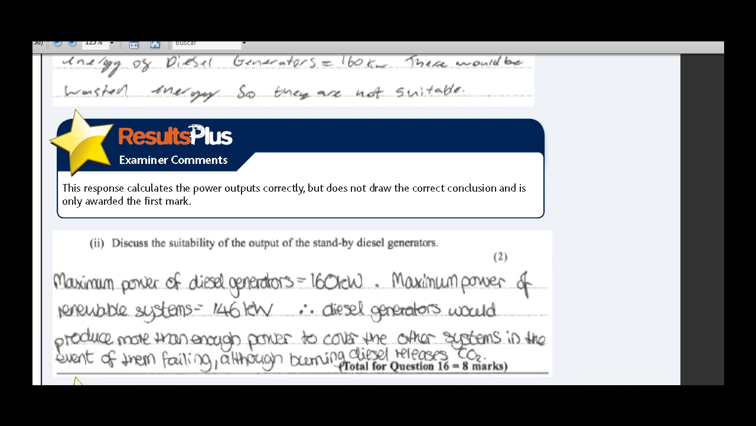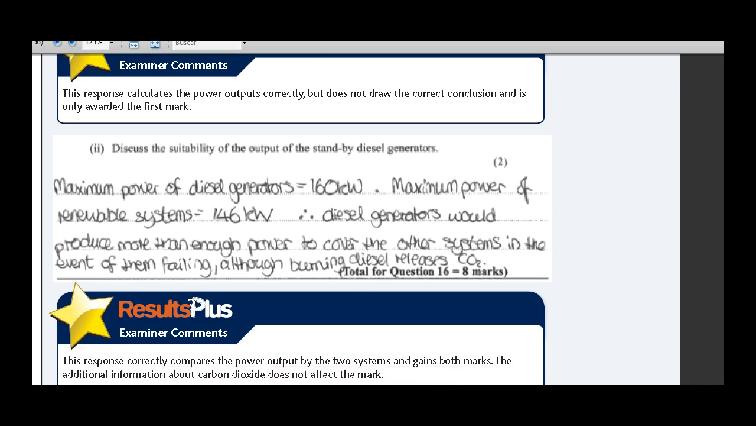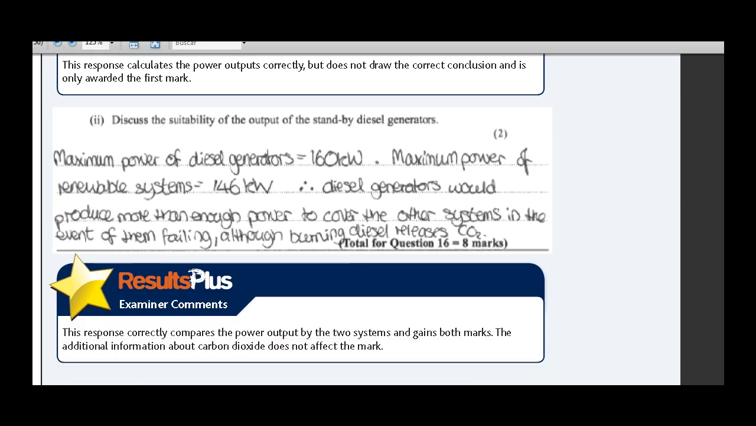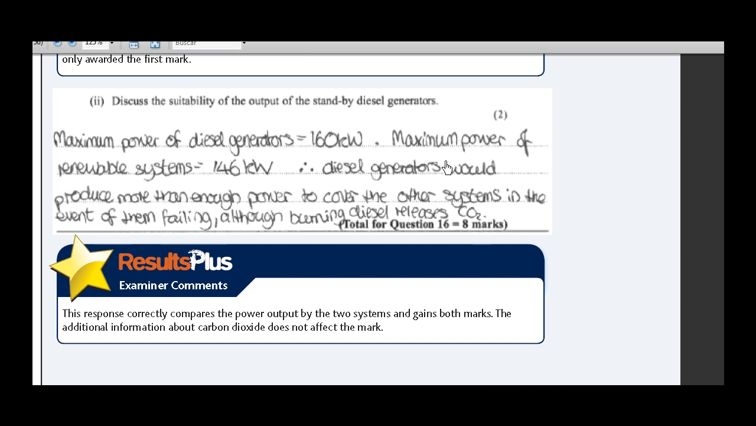The second guy says it better, I'm guessing, and it says maximum power of diesel generators is 160, maximum power of the renewable systems is 146, therefore the diesel generators will produce more than enough power to cover the other systems in the event of them failing, although burning diesel releases CO2. So a nice environmental comment there to finish on, and got the 2 extra marks, even though they stated that extra thing and it wasn't necessary. It says here that it does not affect the mark.